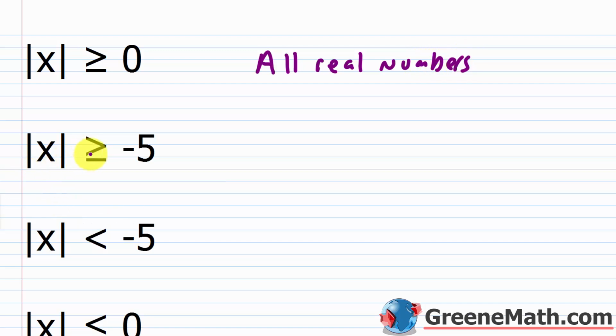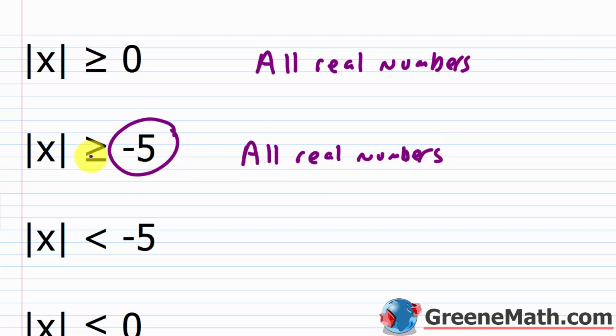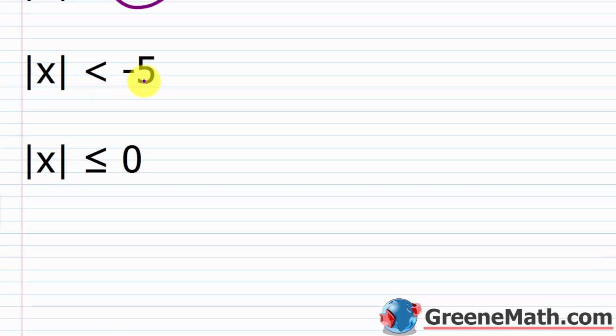For the absolute value of x is greater than or equal to negative 5, again, absolute value is always non-negative. So it's always going to be 0 or higher, and it's always going to be greater than the number negative 5, right? It'll never be equal to it, but if it's a negative value, it'll always be greater than that. So this is also true for all real numbers. Okay, so if you see a negative over here and you've got a greater than, all real numbers is your solution.